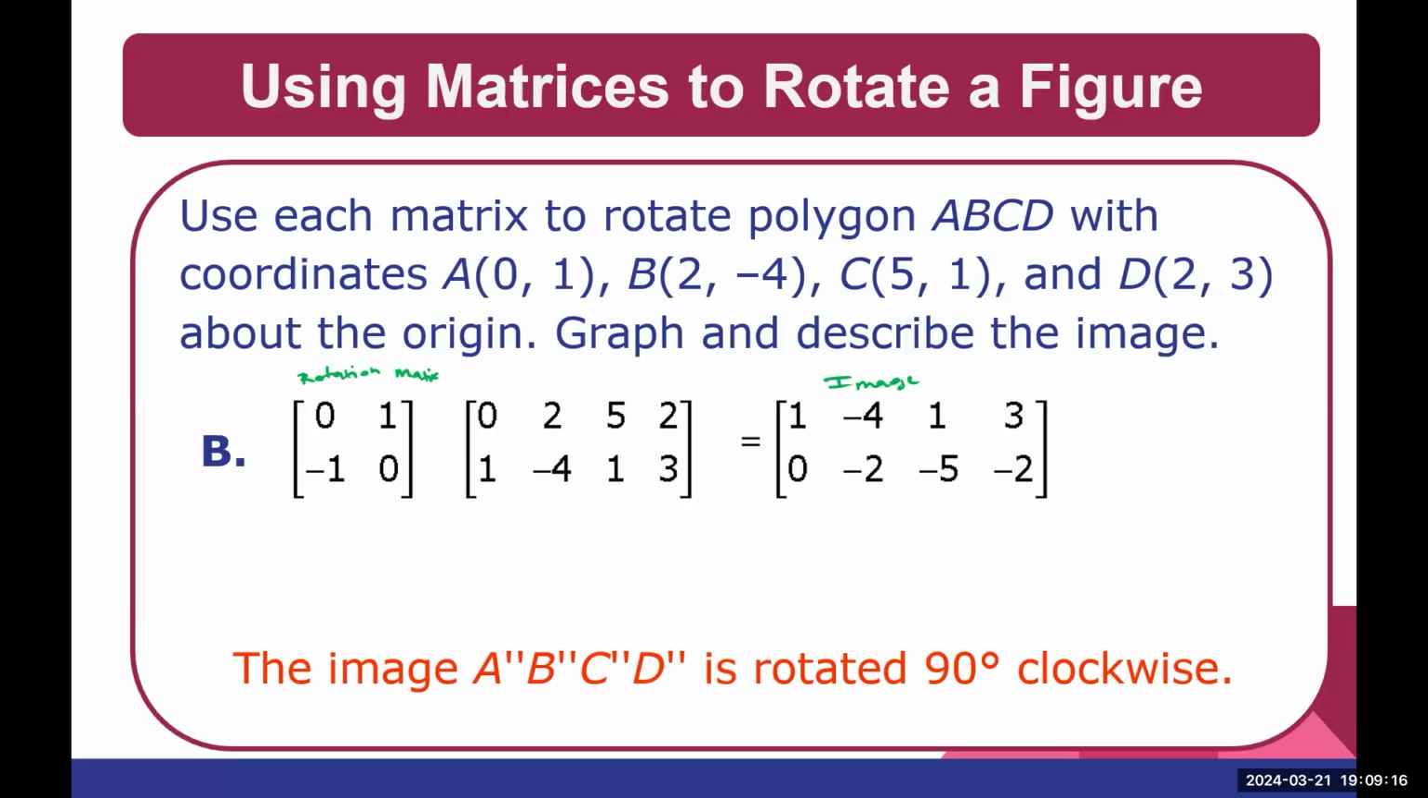So for this one, what changes? If we look closely, we can inspect that the X and Y coordinates switch position, right? We see that. So the X and Y coordinates switch position. From the image, sir. So this is the object. The 0 here switches with the 1. The 2 switches with the negative 4. 5 switches with the 1. 2 switches with the 3.